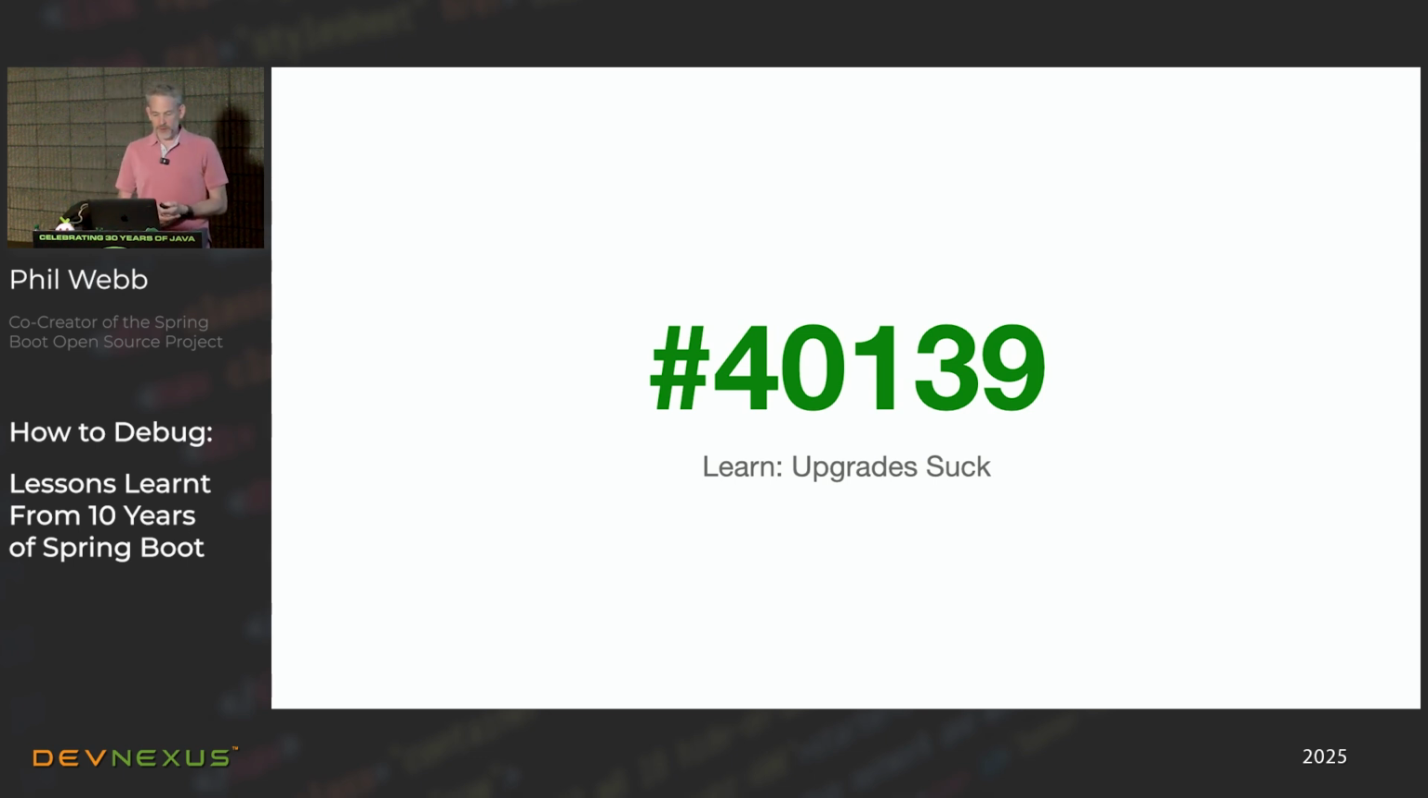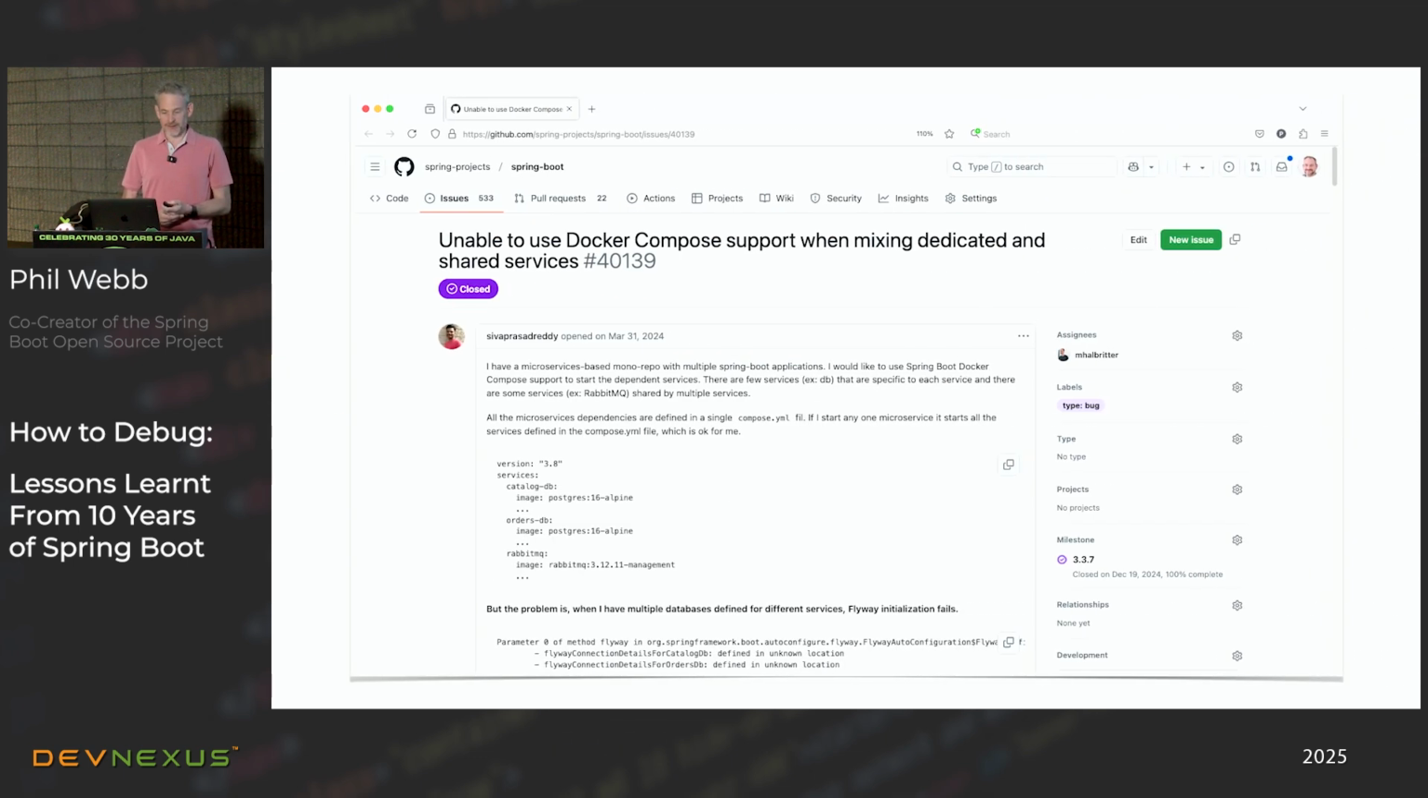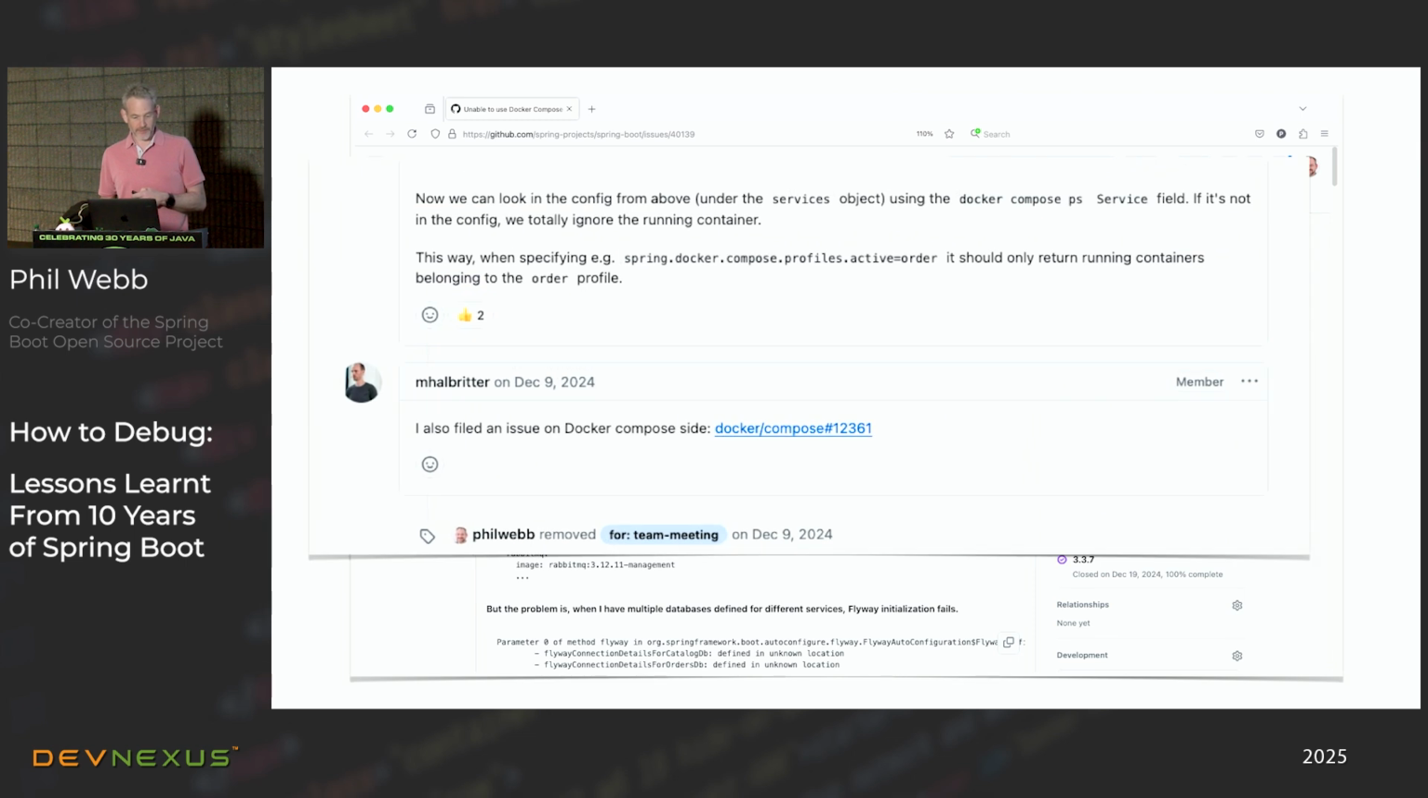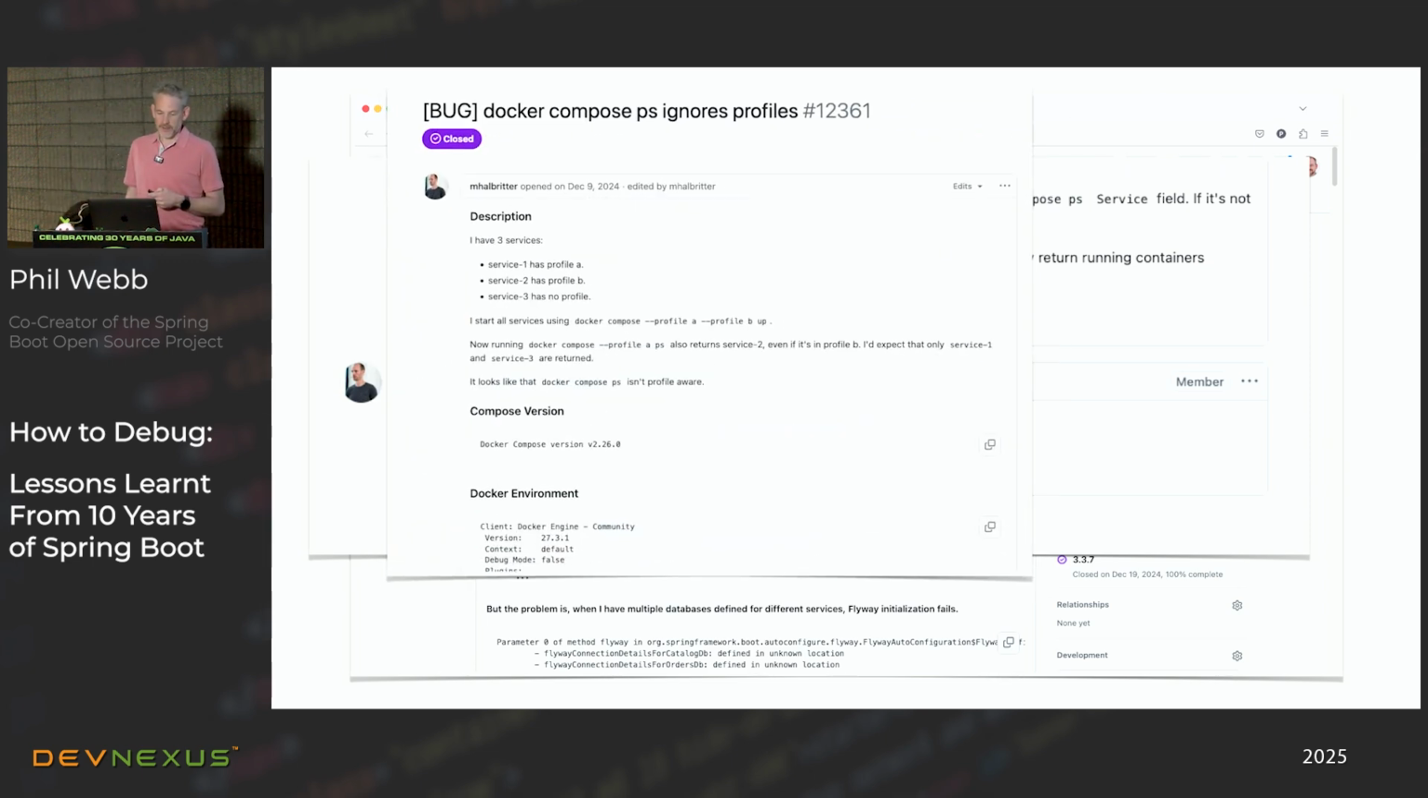40139 is upgrades suck. So we've got a problem here. Unable to use Docker Compose when mixing dedicated services. Spring Boot calls out to the Docker Compose command line to do some Docker Compose stuff, and then it parses the JSON that comes back from it. So this person's got an issue. Maritz has started to dig into it. He's raised an issue with Docker Compose. This is the Docker Compose issue that he raised.